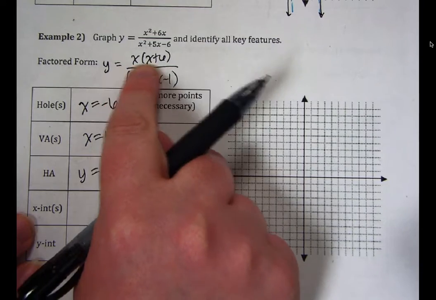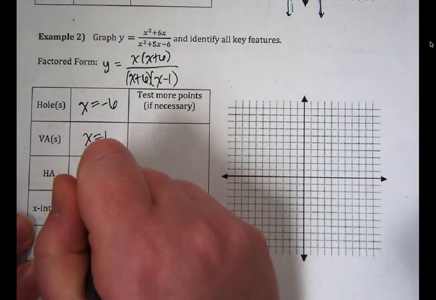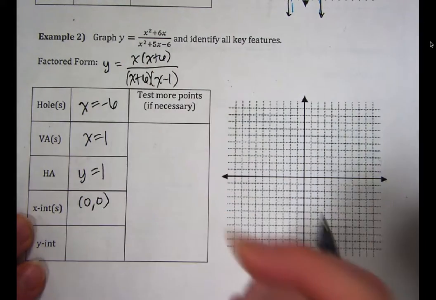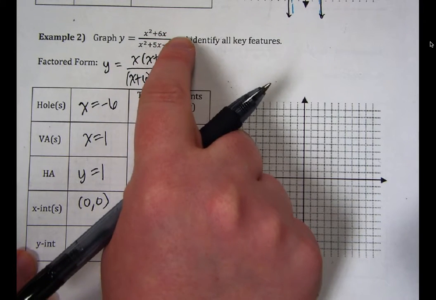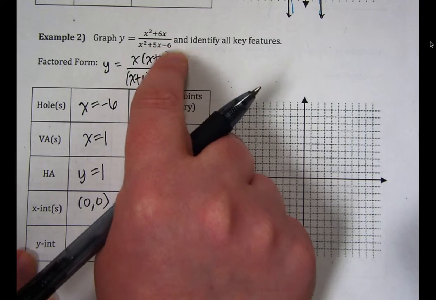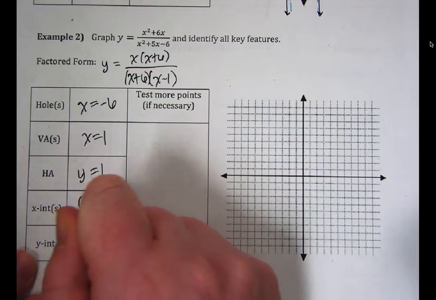X-intercepts are factors in the numerator that are not repeated. So once again, ignore x plus 6. We get 0, 0, and that comes from the factor of x. And then for our y-intercept, we divide the constants. Or you can put 0 in for x. So you get 0 divided by negative 6, which is just 0.